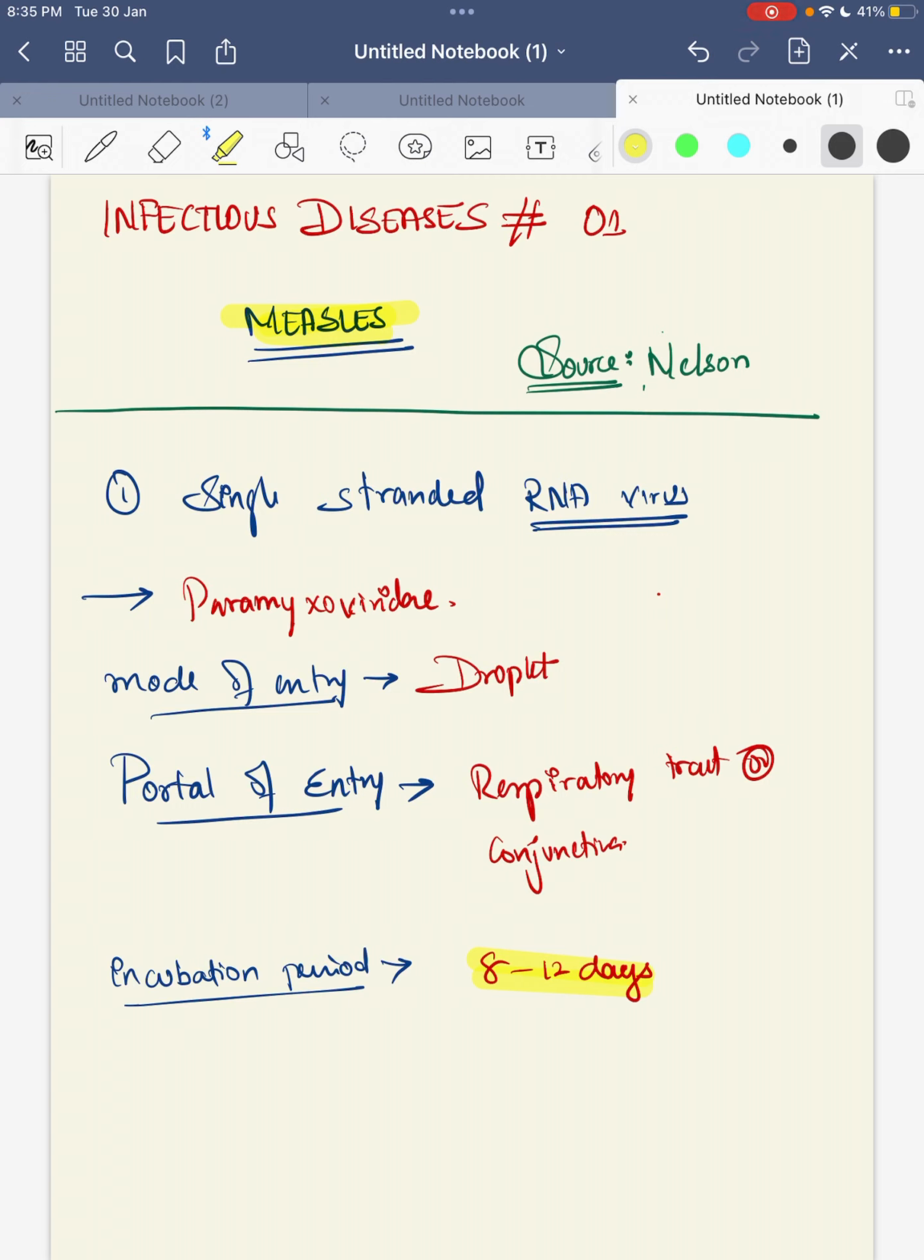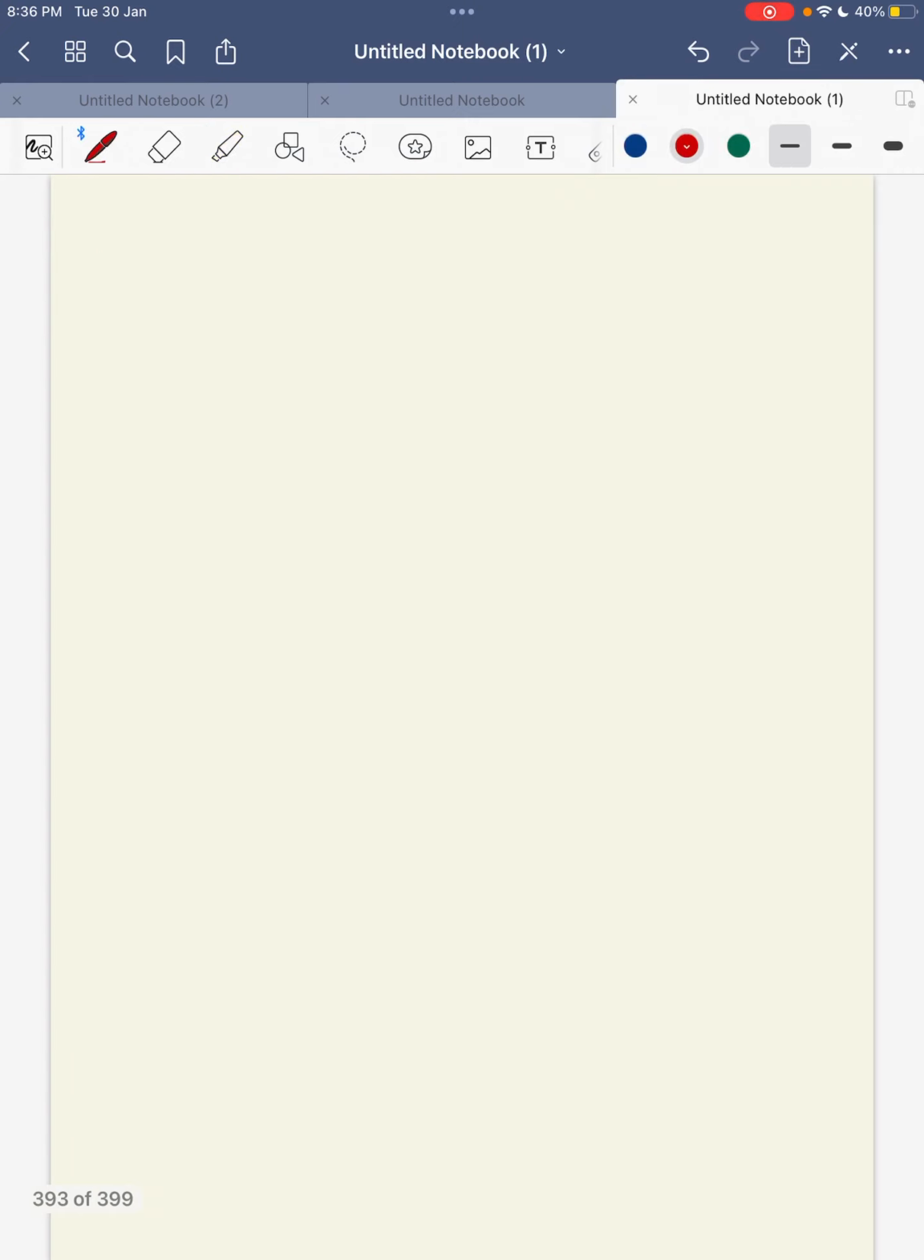In your short notes you can write it as 1 week, or 1 to 2 weeks, or 7 to 14 days. You can remember it that way. But for NEET PG specifically, if they ask, you have to write 8 to 12 days only. And one more point: for measles, humans are the only pathogenic host.